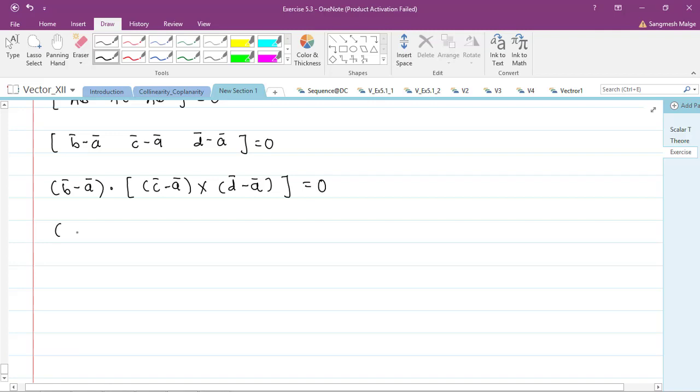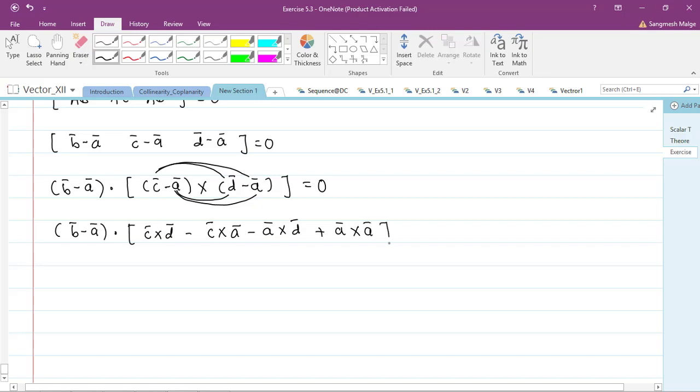Now let's distribute the cross. B bar minus A bar dot, distribute C bar cross D bar minus C bar cross A bar. Then next we have minus A bar cross D bar and plus A bar cross A bar. This is equal to 0. So what can be cancelled out here? A bar cross A bar is equal to 0 because of the same vectors.